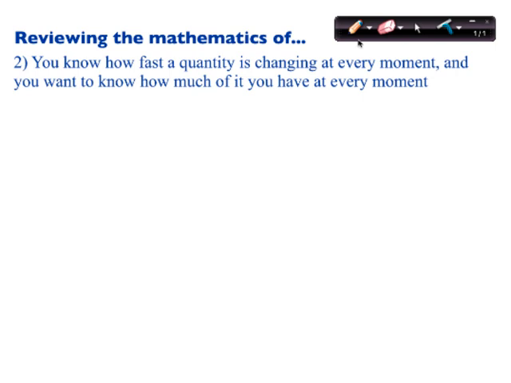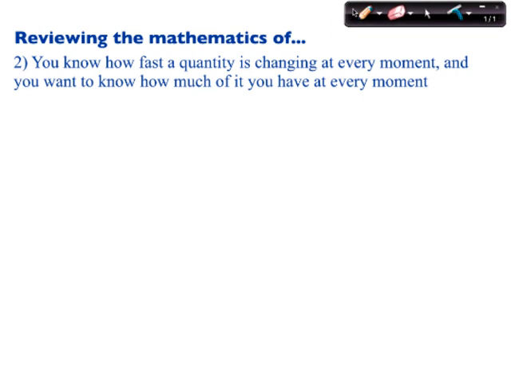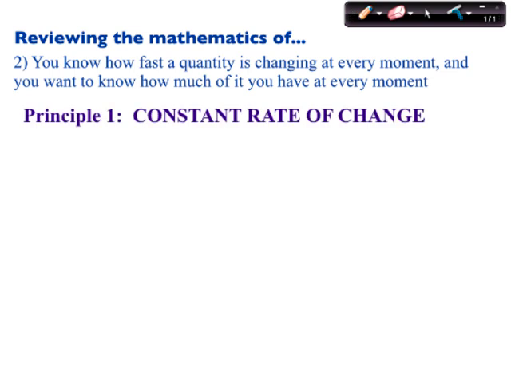So this is the journey we're on here. This is our crash course from Calc 1 of this problem. What do we know? We know how fast the quantities change every moment. We want to know how much we have at every moment. And our principle 1 was constant rate of change.